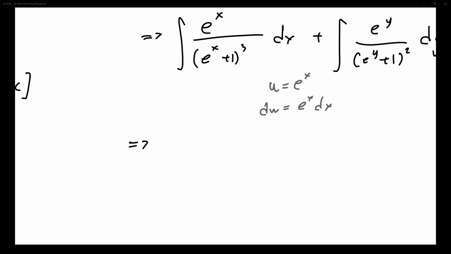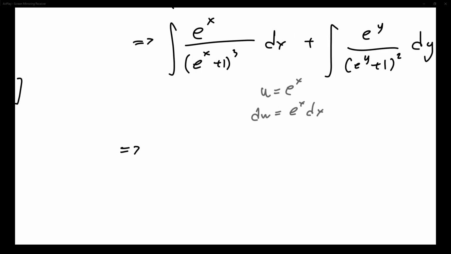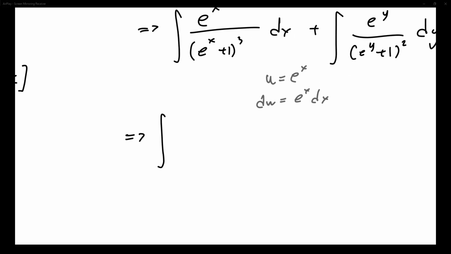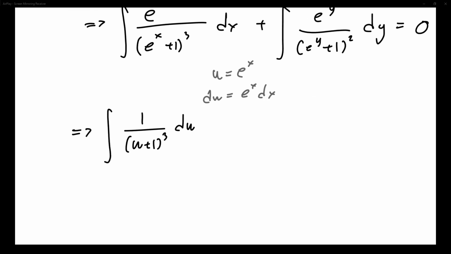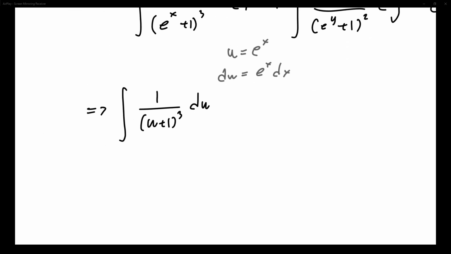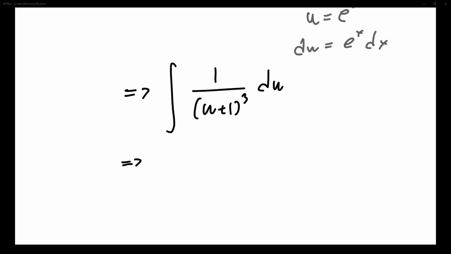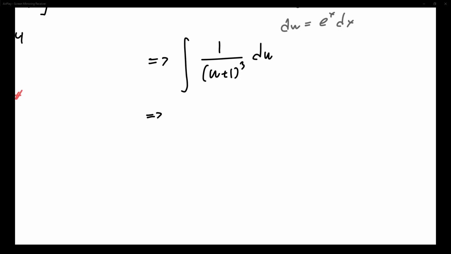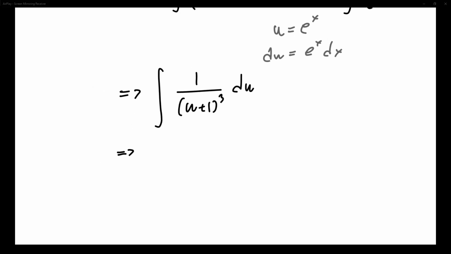So, okay. It's pretty cool. So u is equal to e to the x. du is going to equal e to the x dx. So we can rewrite this integral as 1 over (u plus 1) cubed du. Okay. And let's just work on one at a time. It's going to be a very similar result, so nothing really lost by taking our time here. So now we have to integrate this.